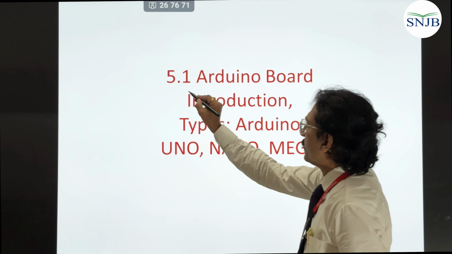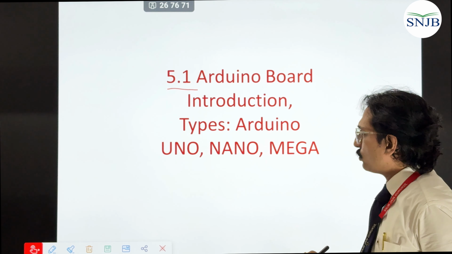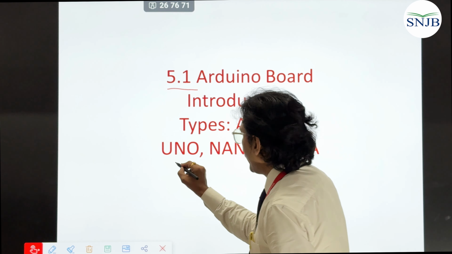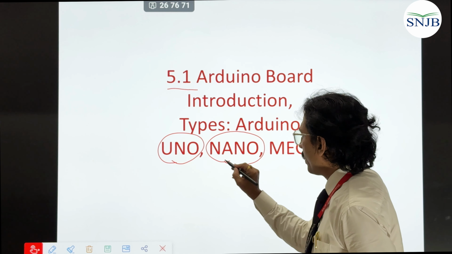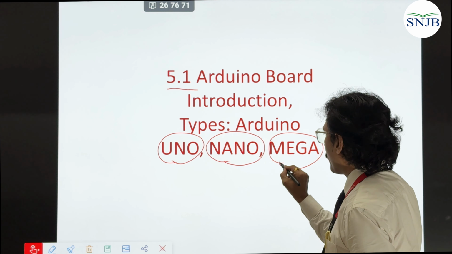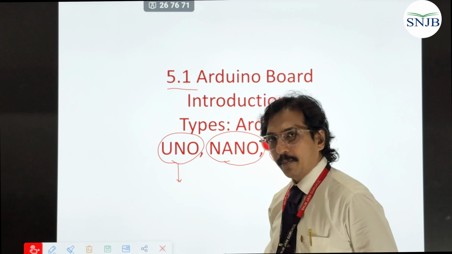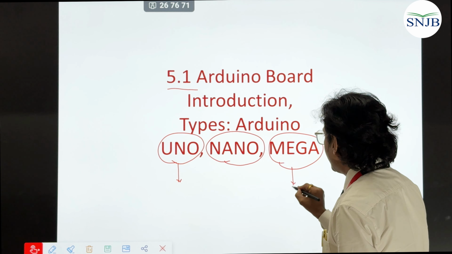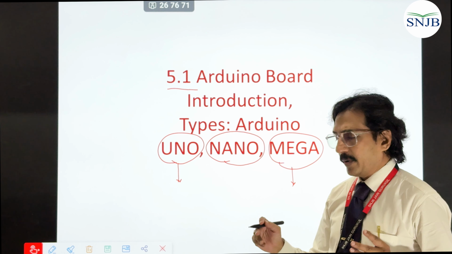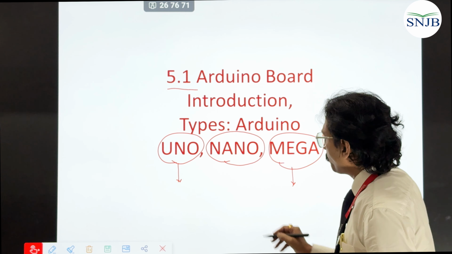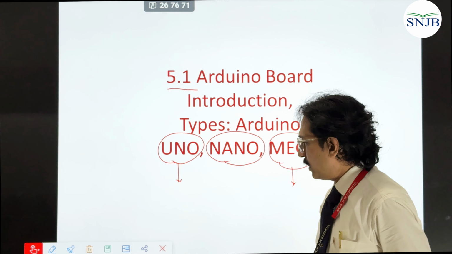5.1 is dedicated to the Arduino board introduction. Now which boards are we going to see? Three boards. The first board is the Arduino UNO board, the second is the Arduino NANO board and the third is the Arduino MEGA board. Out of these three boards, the UNO is the famous board used by many, and the MEGA is the advanced board used by many developers for developing complex embedded systems. As far as Nano is concerned, it was not that renowned as compared to the UNO and MEGA.